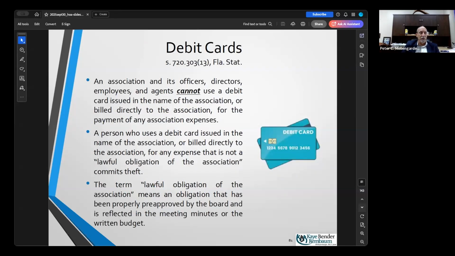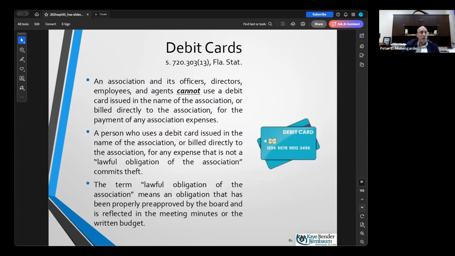We're gonna talk a little bit about debit cards, because for some people this is new and not known yet. An association and its officers, directors, employees, and agents cannot, that's a cannot, use a debit card issued in the name of the association or billed directly to the association for the payment of any association expense. But don't be using debit cards.